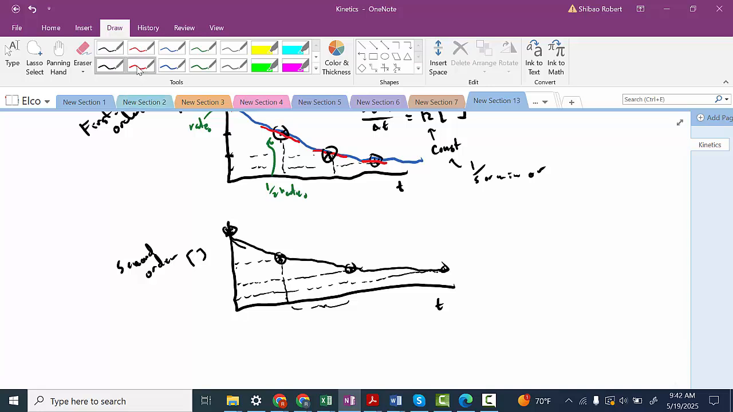Now, what's happening with the rate of the reaction here? Let's start off with our initial rate at time 0. And then when we cut the concentration in half, what happens? Well, this one slows down more rapidly than the previous one.